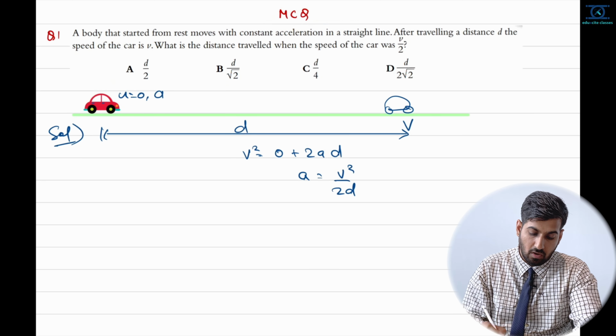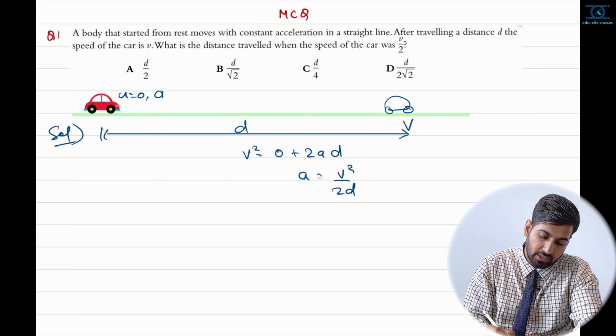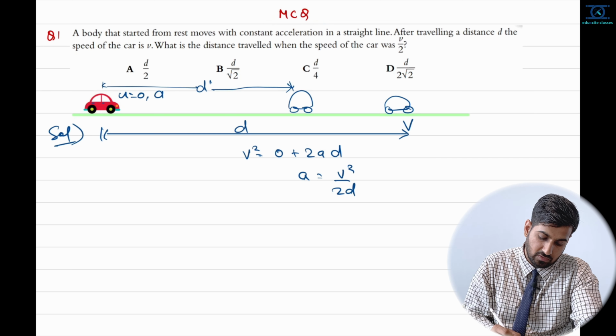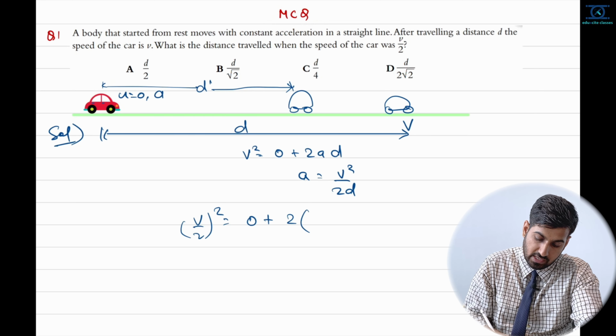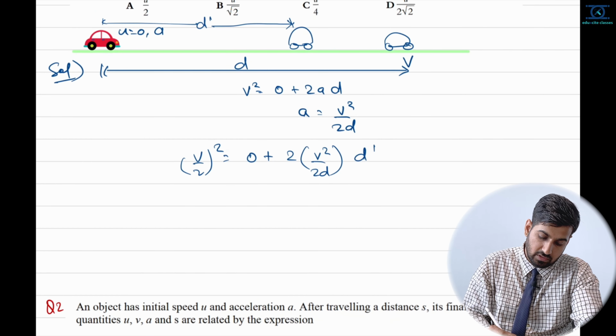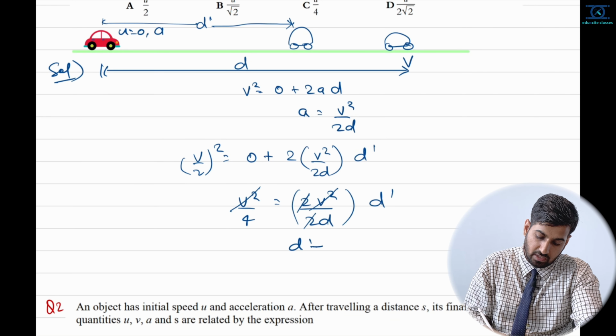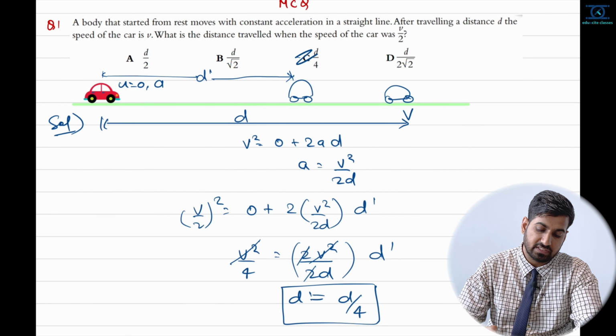And this is constant. Now somewhere here the speed is v by 2, and we have to find out this distance, let us say d dash. So again (v by 2) whole square is equal to u square, which is 0, plus 2 into a, where a is v square by 2d, into d dash. So v square by 4 is equal to 2 times v square upon 2d times d dash. 2 gets cancelled, v square gets cancelled. So d dash will be equal to d by 4. Simple. So option C is the right answer.